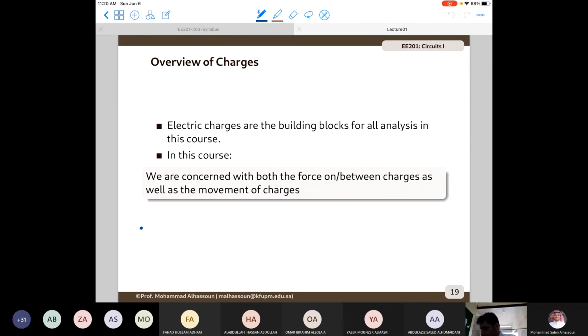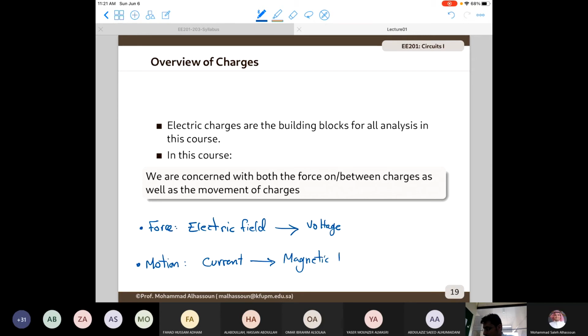For the force, we're talking about the force between charges, which will create an electric field, and this electric field is related to something very important in this course, which is voltage. Charges that are moving will create a current, and this current will generate a magnetic field.